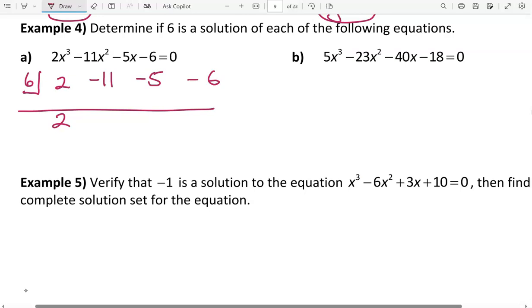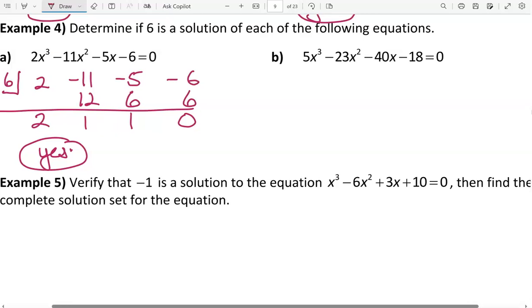So using synthetic division, 2 times 6 is 12, add that column, that's 1, times 6 is 6, add that column, that's 1, times 6 is 6, and we do get a remainder of 0, and so yes, 6 is the solution.